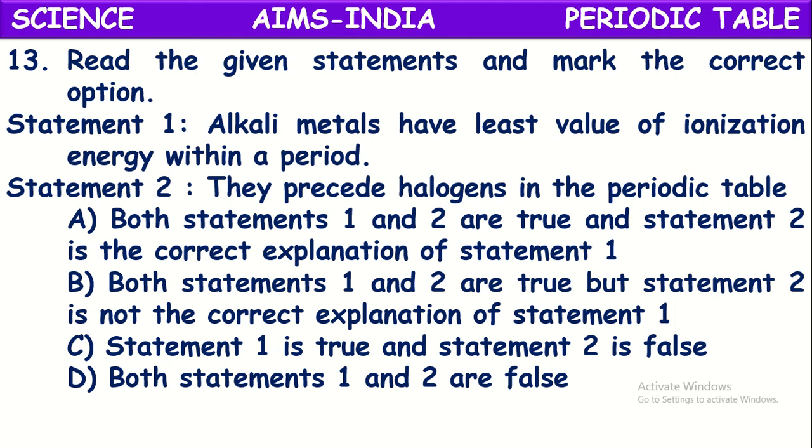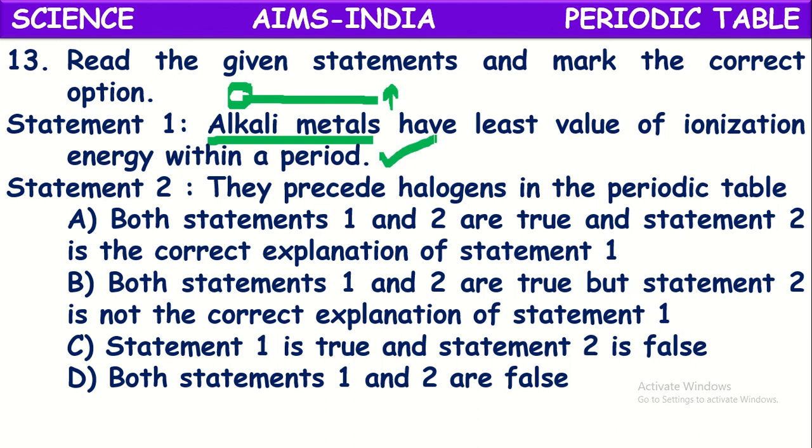Next one, read the given statement and mark the correct options. See the first statement here. Alkali metals have least value of ionization energy within a period. Is it correct? Yes. If you observe the elements in a period from left to right, atomic size decreases and hence ionization energy gradually increases in a period from left to right. Now, the first elements are having the lowest. What are the first elements in each period? Alkali metals. So alkali metals are having least value of ionization energy within a period. So this is correct statement.